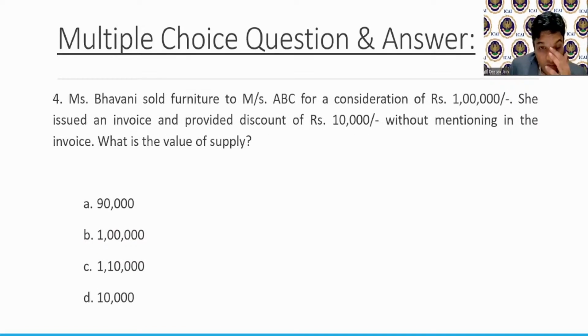Next, Ms. Bhavani sold furniture to ABC for a consideration of 1 lakh rupees. She issued an invoice and provided a discount of 10,000 without mentioning it in the invoice. Now, what is the value of supply?